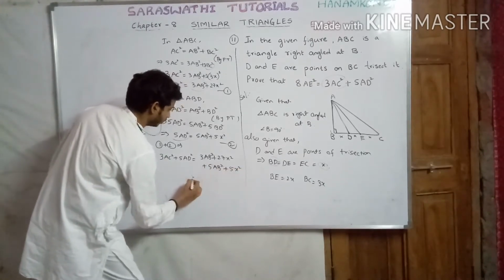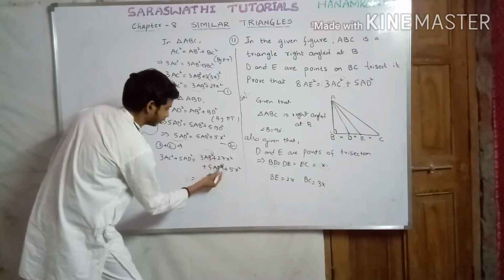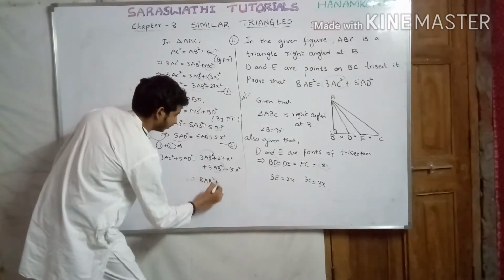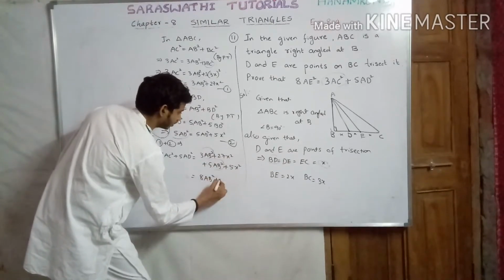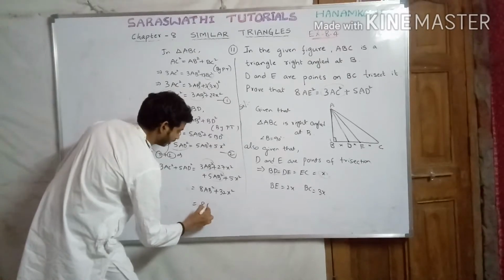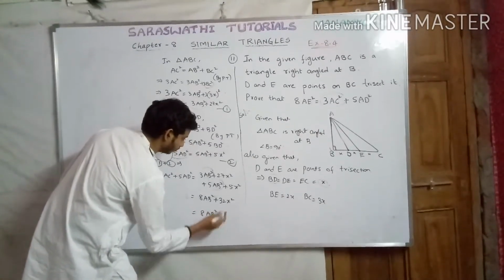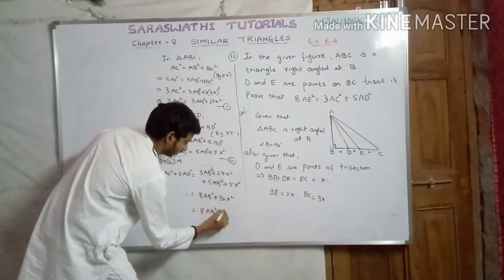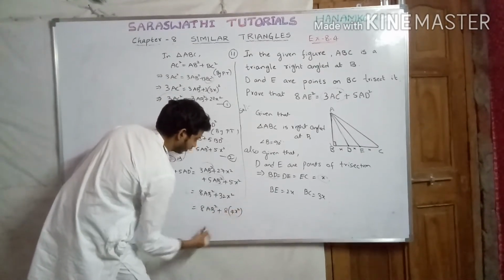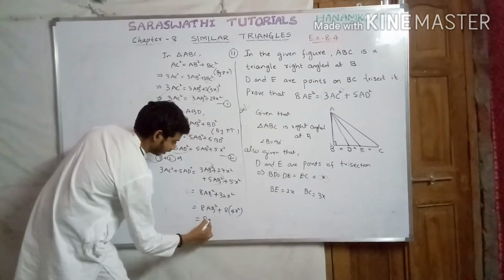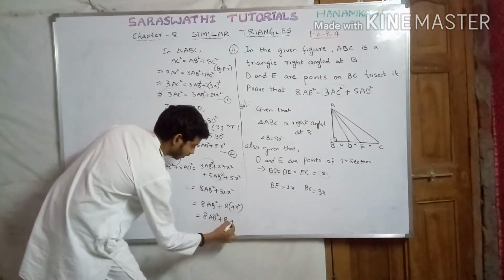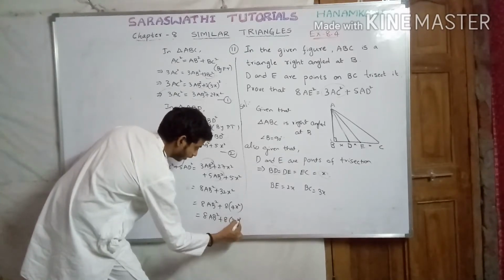So 3AB square plus 5AB square, that means 8AB square, plus 27X square plus 5X square is 32X square. So 8AB square plus 32X square, it can be written as 8 into 4X square. Again this 4X square can be written as 2X whole square.